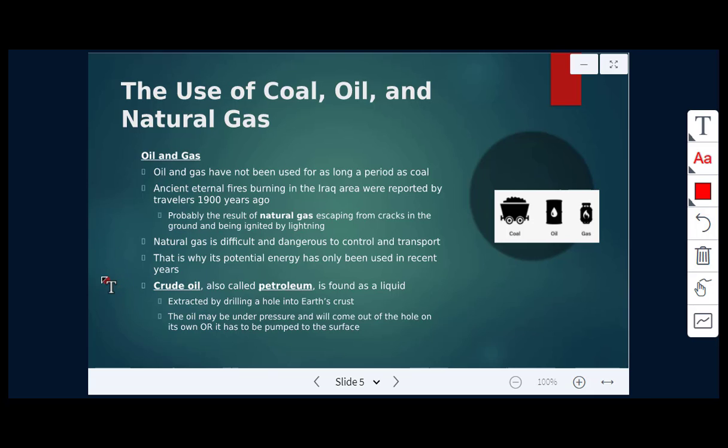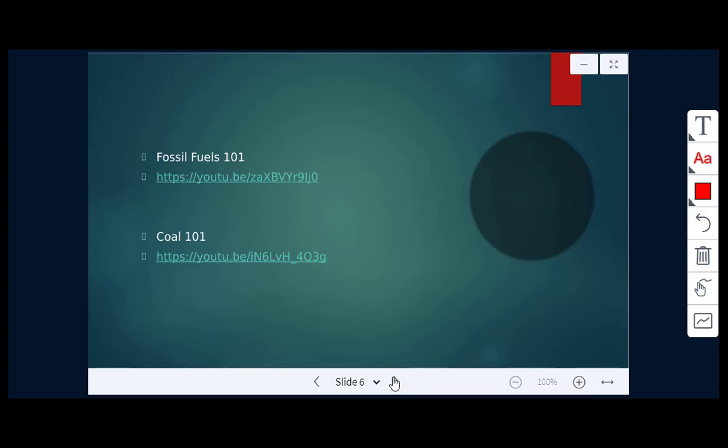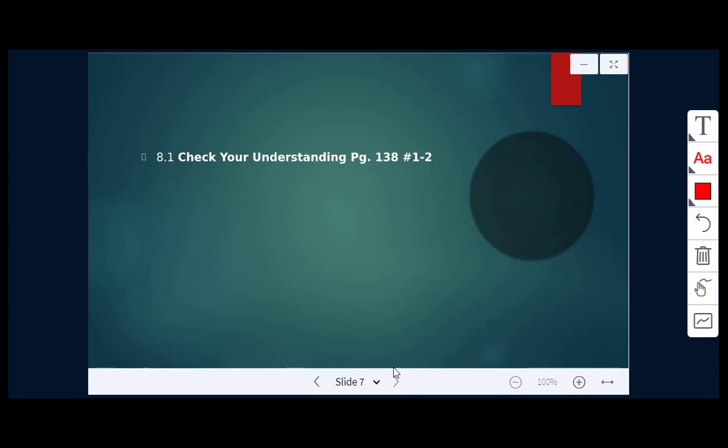Crude oil, which is also called petroleum, is found as a liquid, and it's extracted by drilling a hole into Earth's crust. Because the oil may be under pressure, it'll come out of the hole on its own, or if it's not under so much pressure, then it has to be pumped to the surface. All right, there's a couple of videos we'll watch here, and then these are the questions for 8.1.